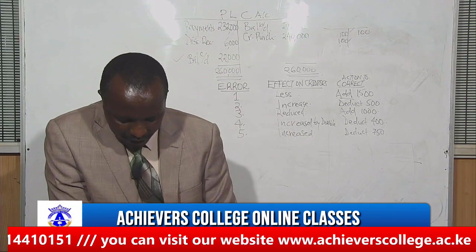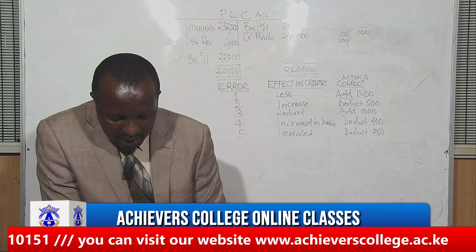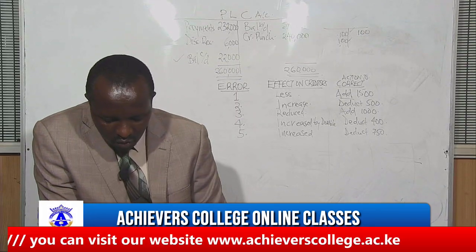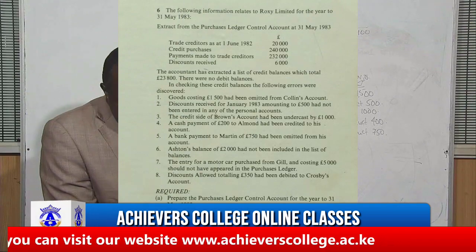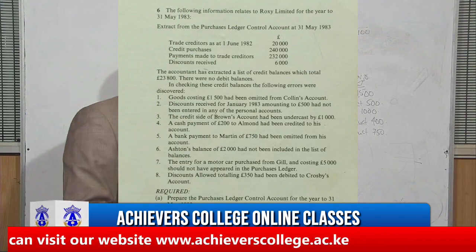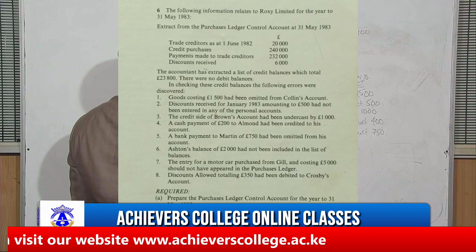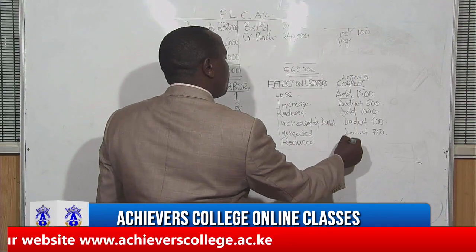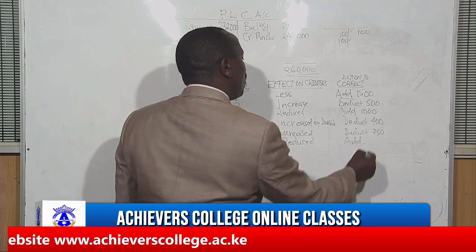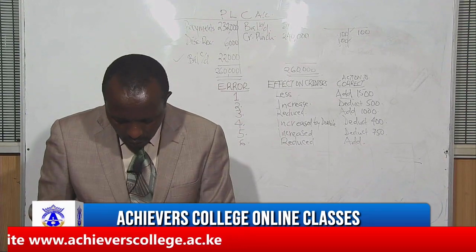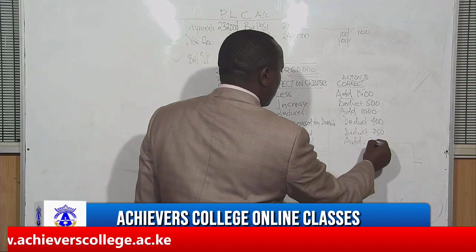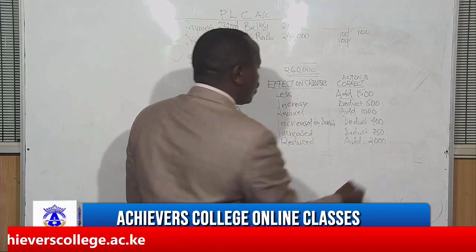It was omitted. Then number 6, Ashton's balance of 2,000 has not been included in the list of balances. That means we never showed it in the list of balances, and therefore we reduced the value of our creditors, and therefore we should increase the value of our creditors by 2,000. That is something that you need to do.